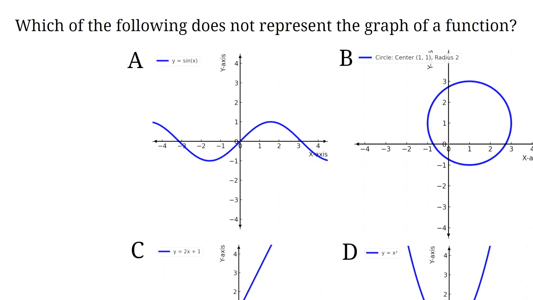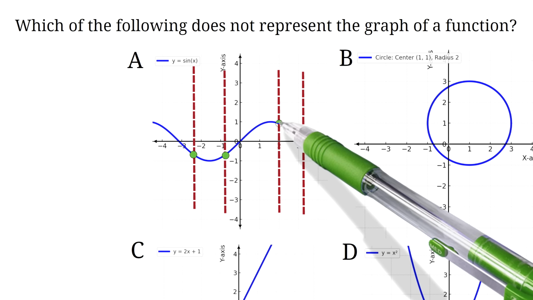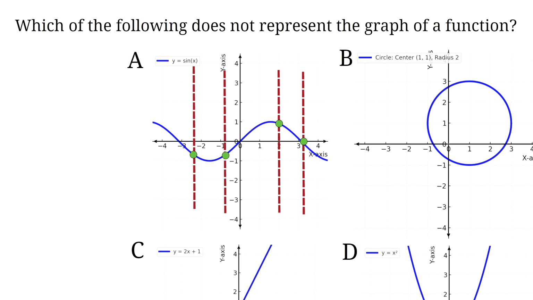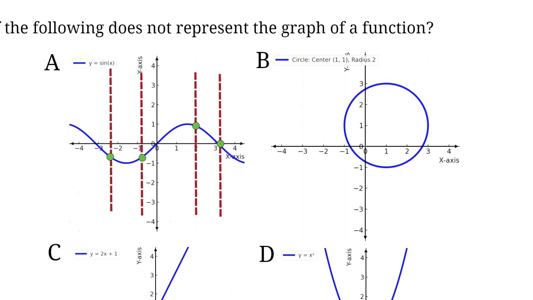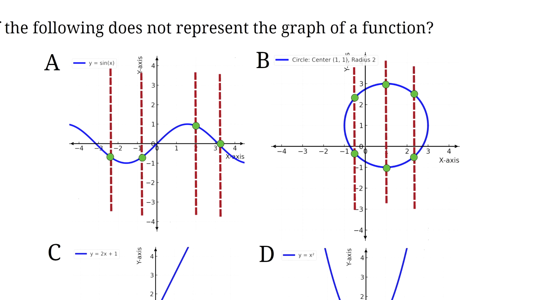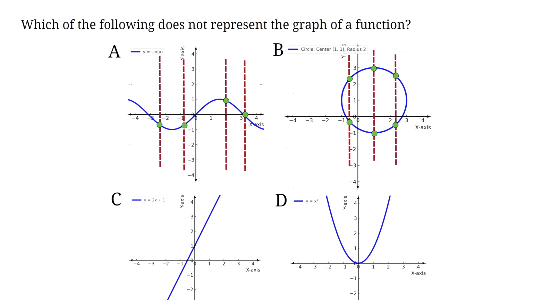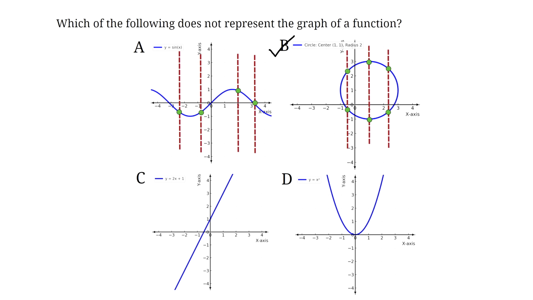Let's start with option A. We realize that no matter where we draw a vertical line, it touches just one point on the graph. So this is the graph of a function. Let's look at option B. When we draw a vertical line through, let's say, the 1, we will realize that it touched the graph at more than one point. That is 3 and -1. There are sections of the graph that when you draw a vertical line, it will touch more than one point. Because of this, it is not a function. So option B is the correct answer. You can check option C and option D to confirm the answer.